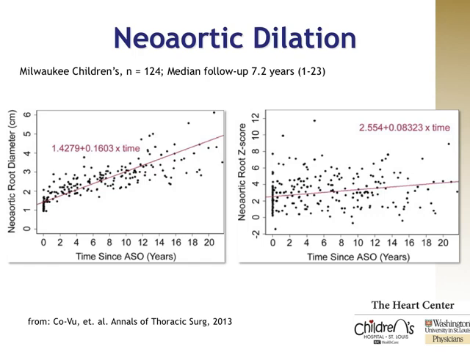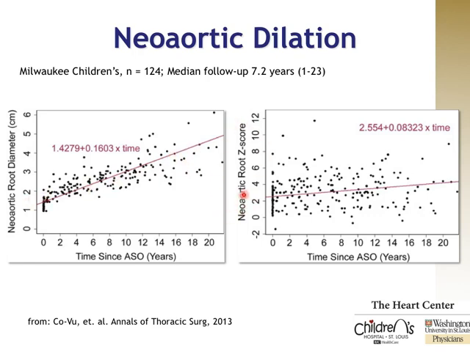And these graphs are from a study done by Milwaukee Children's. They looked at 124 patients undergoing arterial switch with a median follow-up of over 7 years. And they looked at a couple of things. They looked at the aortic root at a couple of levels. This is the aortic root, so at the level of the sinuses of Valsalva, they looked at the diameter over time, and the diameters went up, and that's not too surprising because kids get bigger over time, and so their aortic roots are certainly going to get bigger over time.